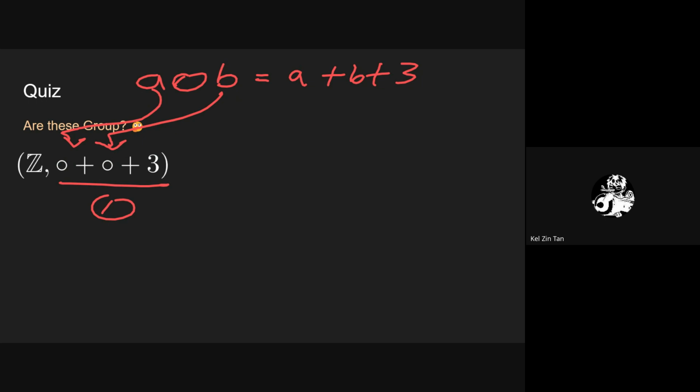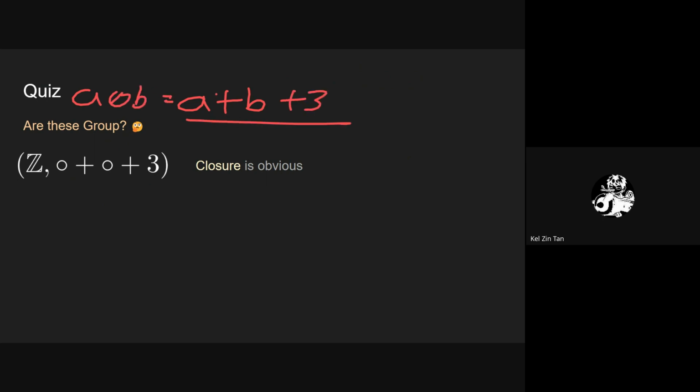So now this is a rather harder question to see whether this is a group or not. You can think about it yourself, but I will just walk through the solution. Okay, so first, again, closure is obvious, right? Because you can just take any two elements A and B. A slash B will be equal to A plus B plus 3, and this will still be an integer. So closure is obvious. What about associativity?